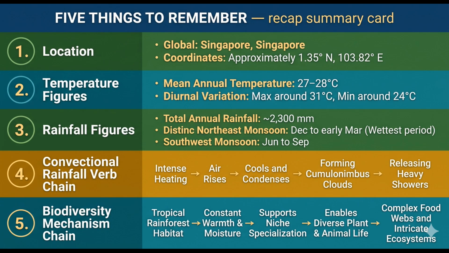4. Convectional rainfall. Solar heating warms the surface air. The warm air rises, cools at altitude, condenses into cumulonimbus clouds, and produces heavy afternoon rain. 5. The biodiversity mechanism chain. Climate feature, then vegetation and habitat effect, then species outcome. Write that chain for every WA question 3 mark.